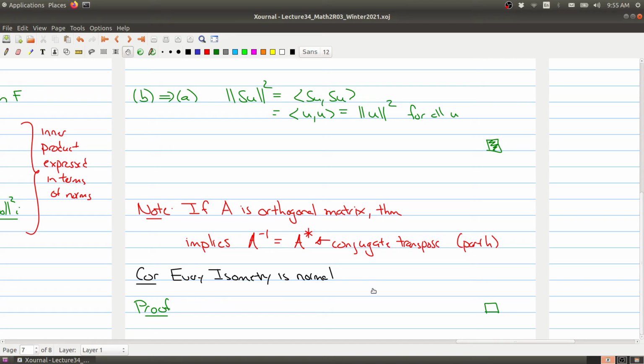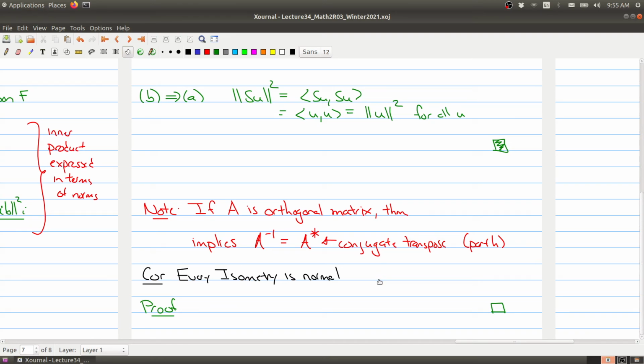And the other thing that we get for free is that every isometry is a normal operator. The proof comes simply from the fact that S composed with the adjoint is the identity, but we also saw that this is the same thing as the adjoint composed with S. So the order in which you apply these operators doesn't matter. That means that S is normal, if S is an isometry.